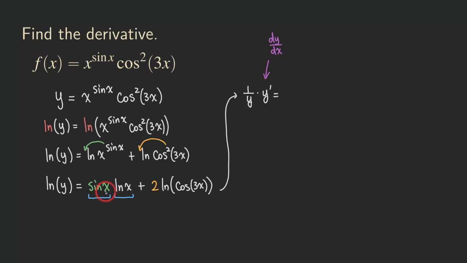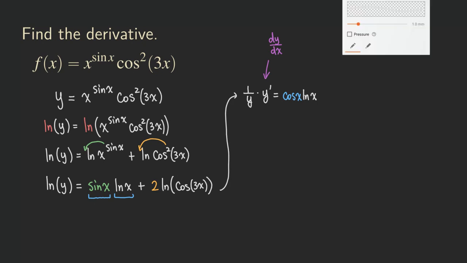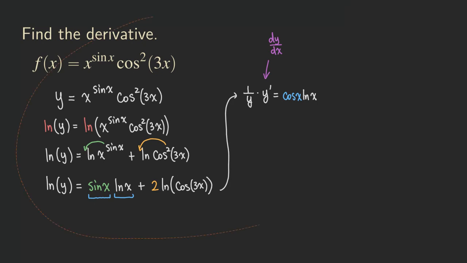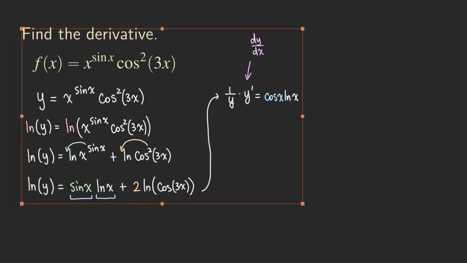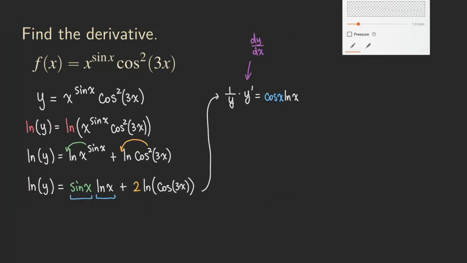When you differentiate sine x, you are going to get cosine x. And then the ln x is something that we do not touch. I'm suspecting that we may run out of space on the right side, so I'm just going to move everything slightly so that I may have more space.